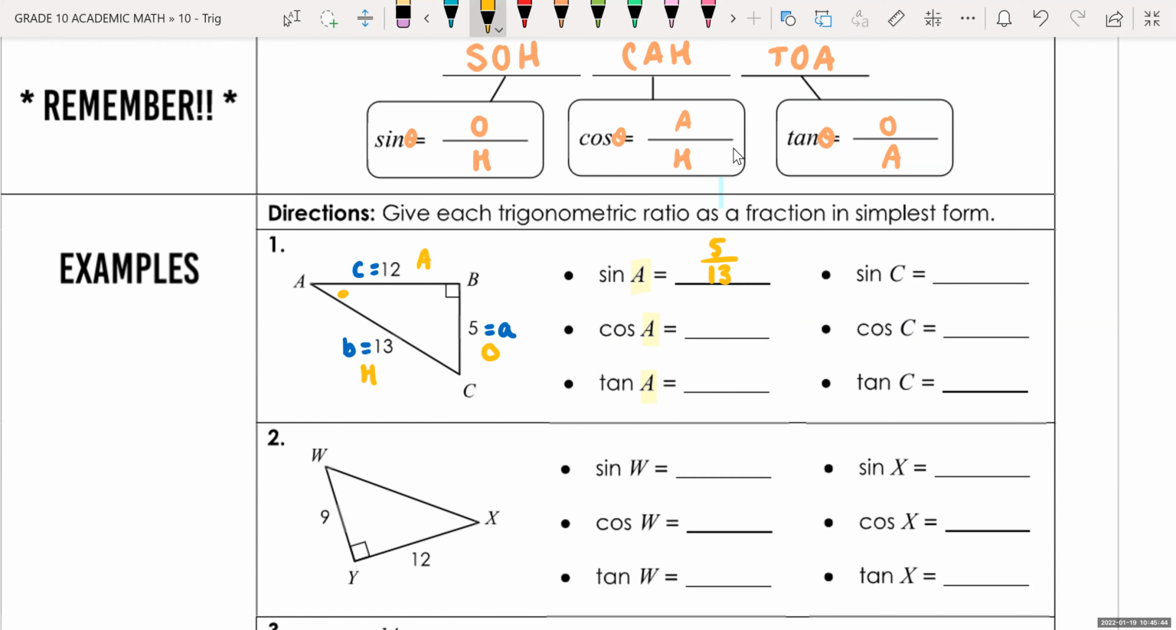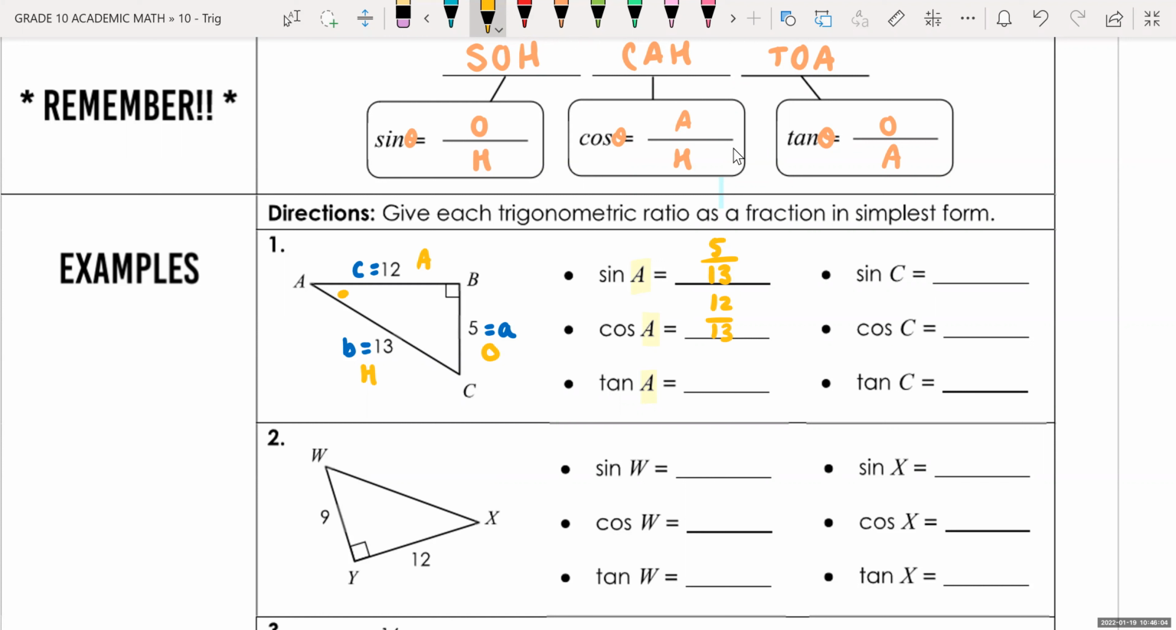So angle A is here, and cosine is adjacent over hypotenuse. So what do you think? Yeah, good job. It's going to be 12 over 13. And how about the tan of angle A? Tan is just opposite over adjacent.